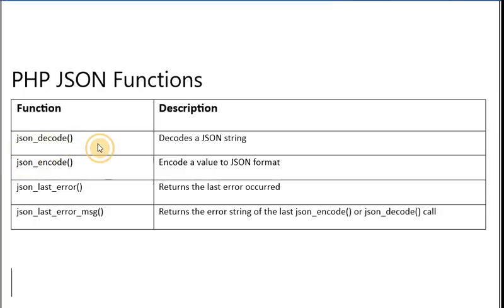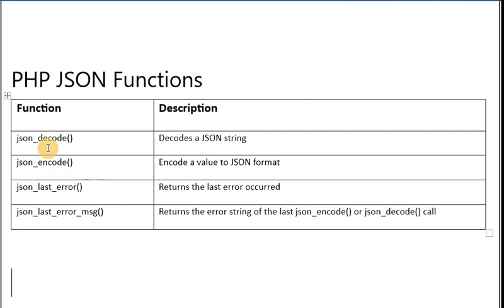So guys, here you can see we have four functions related to PHP JSON. The first function is json_decode. What it does is decode a JSON string and give us the object format. And json_encode is just the opposite of json_decode. It takes the object and returns us the encoded JSON format. So these two functions are mostly used. json_decode converts the JSON string into an object, and json_encode converts the given object into a JSON string.